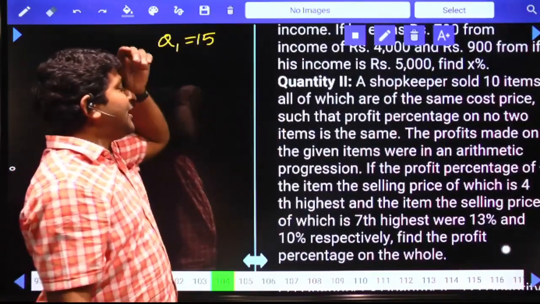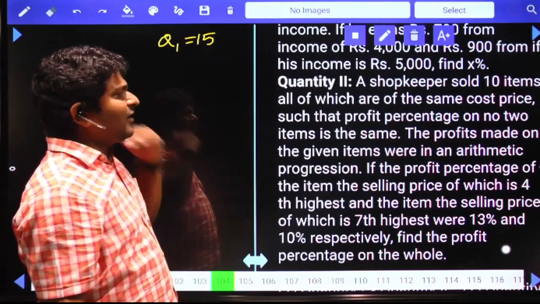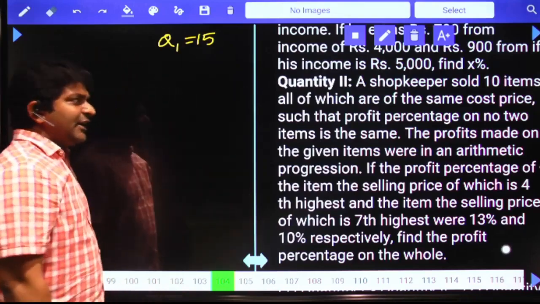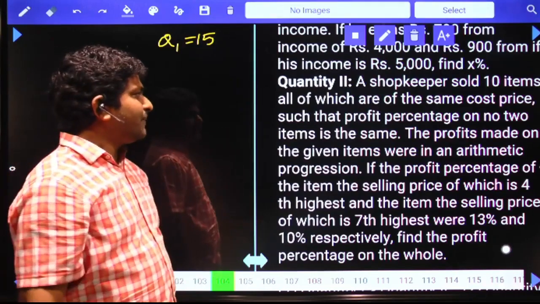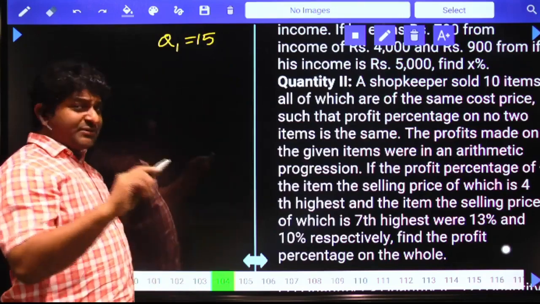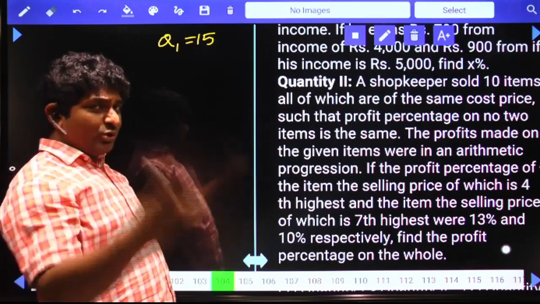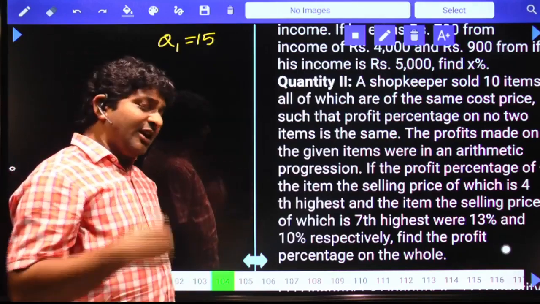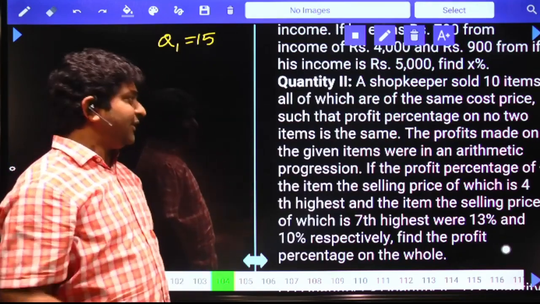A shopkeeper sold 10 items, all of which have the same cost price, such that the profit percentage on no two items is the same. Profit percentage on no two items is the same, they said. That means the percentage of profit on each item is different.